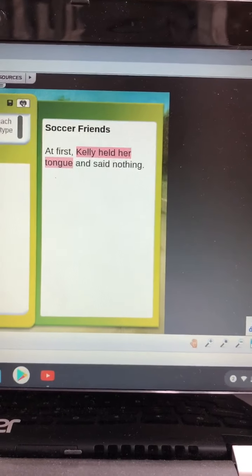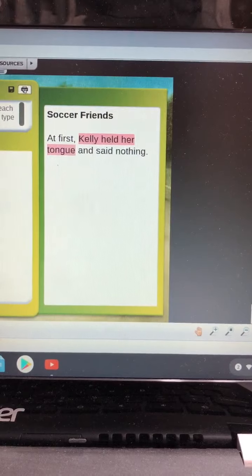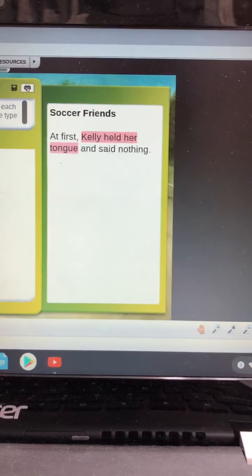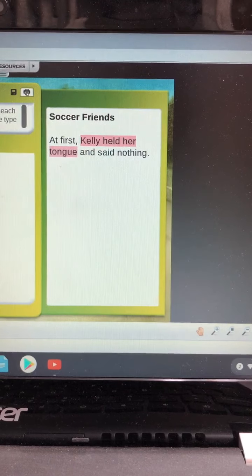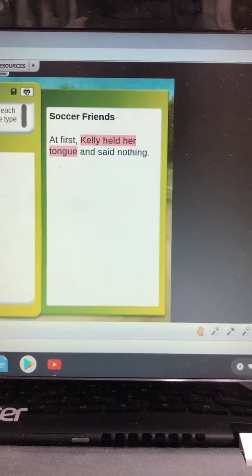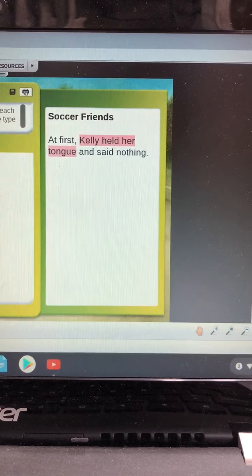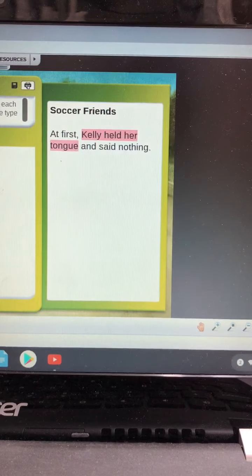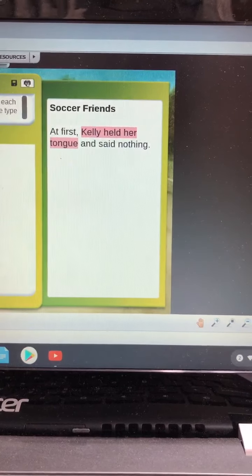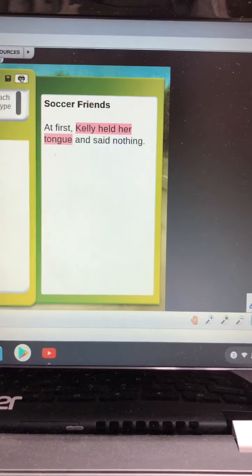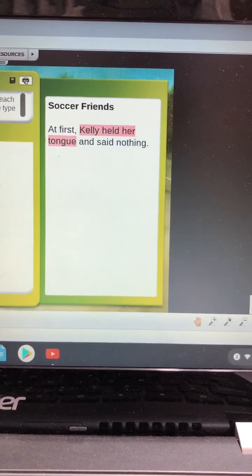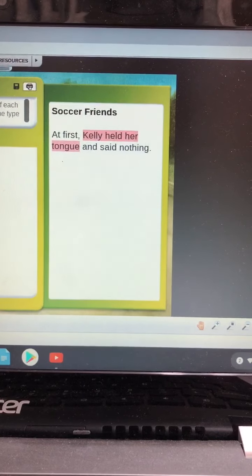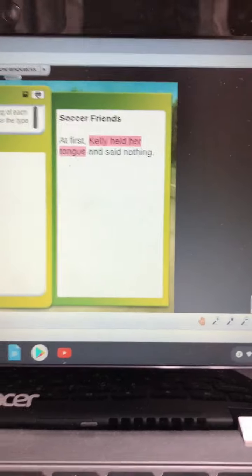At first, Kelly held her tongue and said nothing. Did Kelly actually hold her tongue, do you think? What is the clue in that? The clue is said nothing. So if you hold your tongue, it means that you did not say anything. Sometimes when I'm arguing with my brothers, my mom tells me to hold my tongue. She doesn't actually mean for me to stick out my tongue and put it in my hand. She means that I need to stop and think about the words I'm saying, that I shouldn't say anything at all. That's what hold your tongue means.